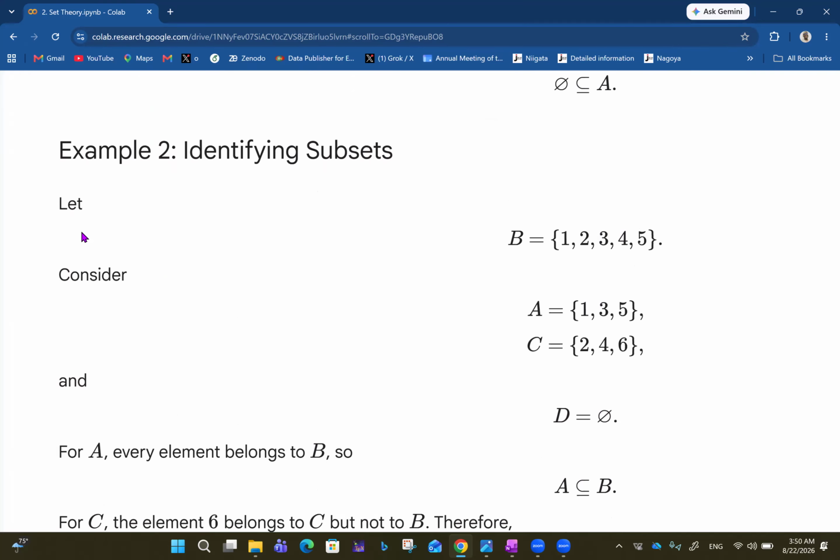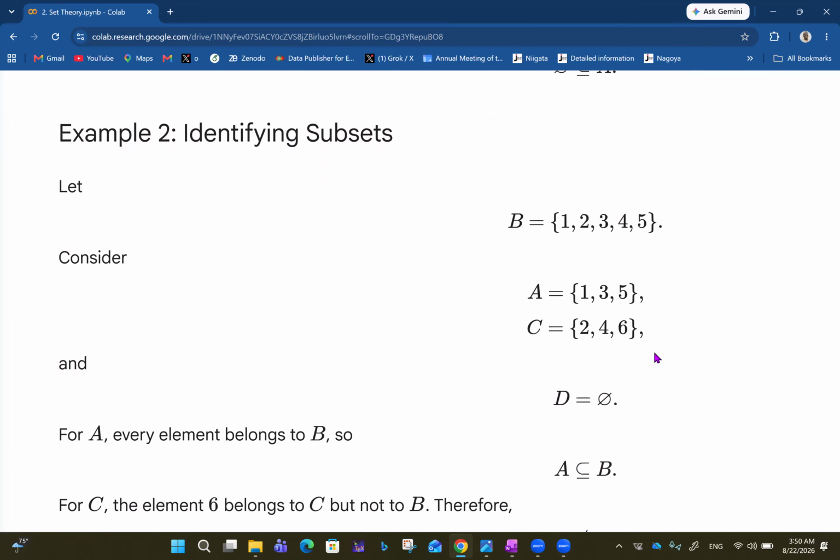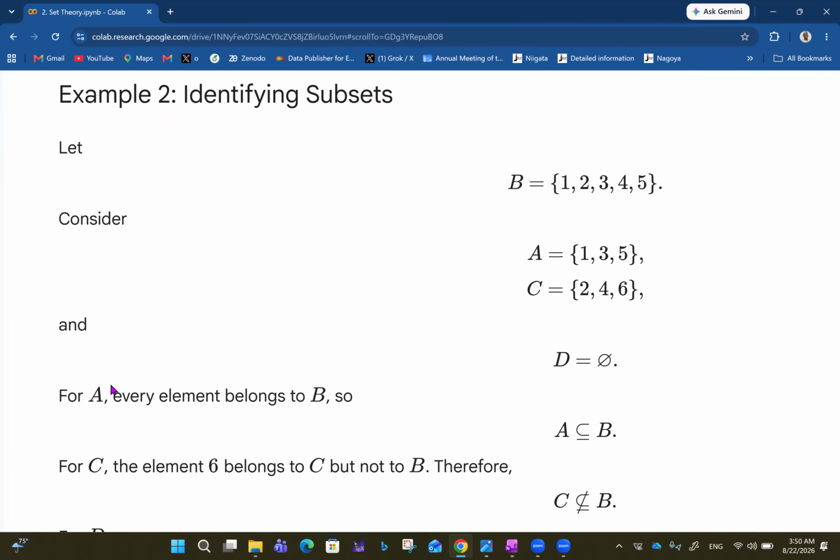So, identifying subsets now. Let B be 1, 2, 3, 4, 5, and consider A is 1, 3, 5, C is 1, 2, 4, 6, and D is empty. For A, every element belongs to B. So 1, 3, 5, you can find 1, 3, 5 here.